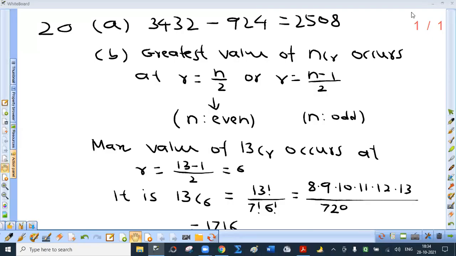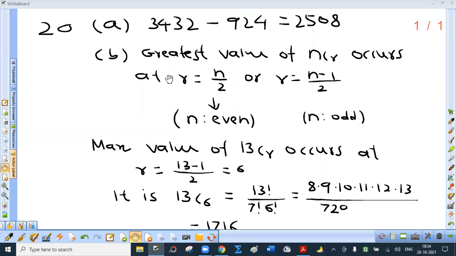20th sum is important. Find the difference between the greatest values in the following. A is for homework. The greatest value of 14Cr is 3432 and that of 12Cr is 924. This is the difference. B for classwork, again C for homework. Now, in the beginning only we write greatest value of nCr occurs at r is equal to n by 2 if n is even.